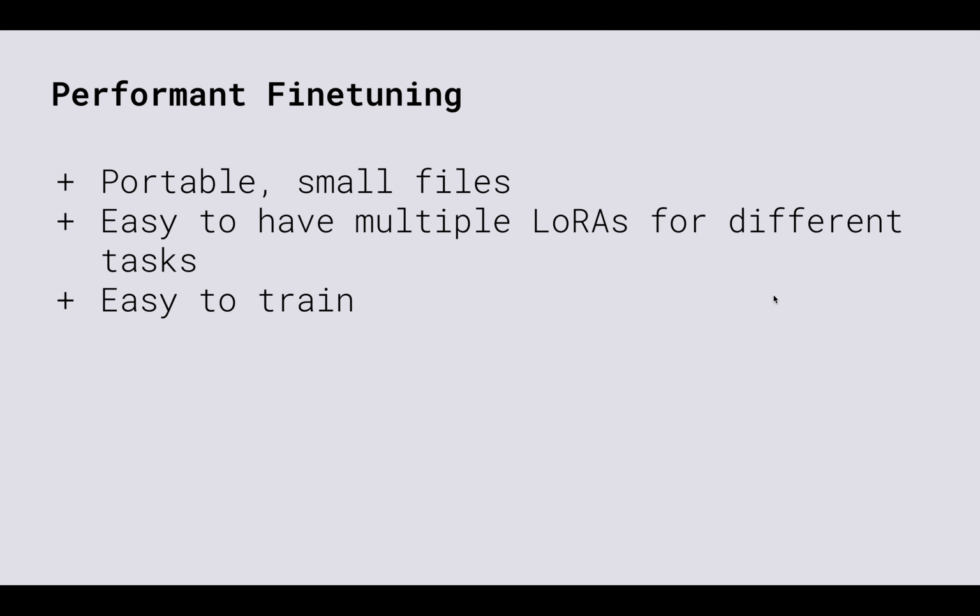This is kind of where a lot of stuff is moving to. And the reason it's all moving to this is these are much more portable files. So an SDXL model is, I believe, like 6 gigabytes, maybe 8 gigabytes, depending on all the bells and whistles inside of it. A LoRA that is trained on SDXL is like 300 megabytes at most. Much, much smaller files. And it's also possible to have multiple LoRAs for different tasks.